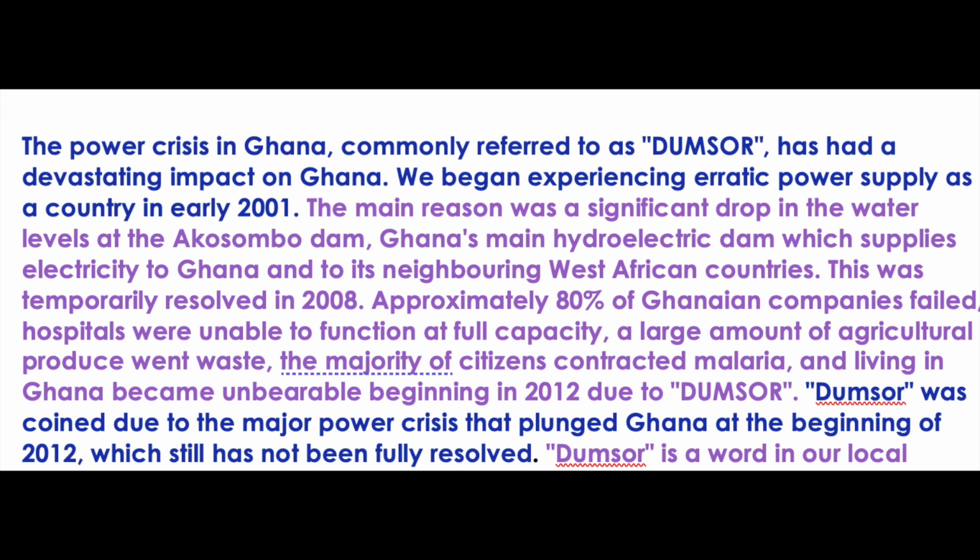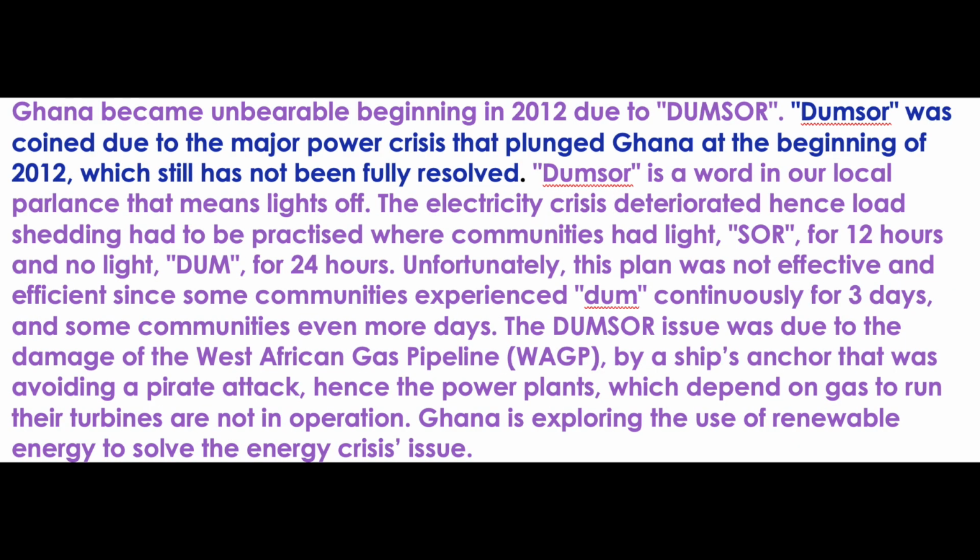Approximately 80% of Ghanaian companies failed. Hospitals were unable to function at full capacity. A large amount of agricultural produce went to waste. The majority of citizens contracted malaria, and living in Ghana became unbearable beginning in 2012 due to Dumsor. Dumsor was coined due to the major power crisis that plagued Ghana at the beginning of 2012, which still had not been fully resolved. Dumsor is a word in our local parlance that means lights off.